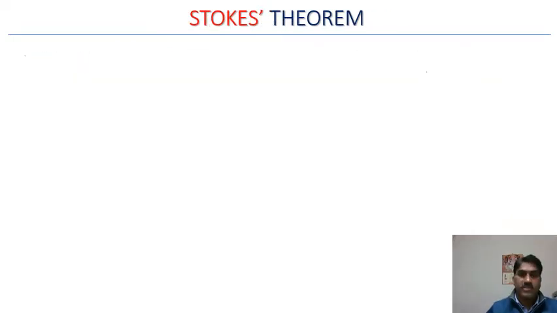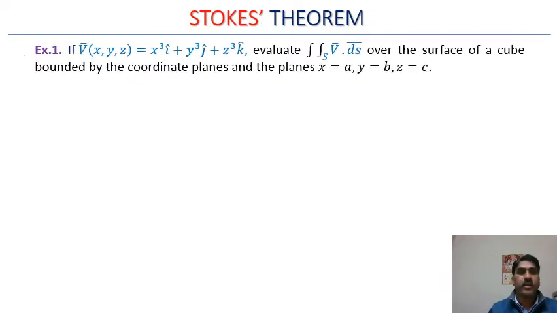Let us take our first example. If V is the given vector x cube i plus y cube j plus z cube k, then the question requires you to evaluate the surface integral of this vector, and the surface is the surface of the cuboid bounded by the coordinate planes and the planes x equal to a, y equal to b, z equal to c. So let us first draw the cuboid. Though it is not needed, this is a very simple integral, but I am drawing it.